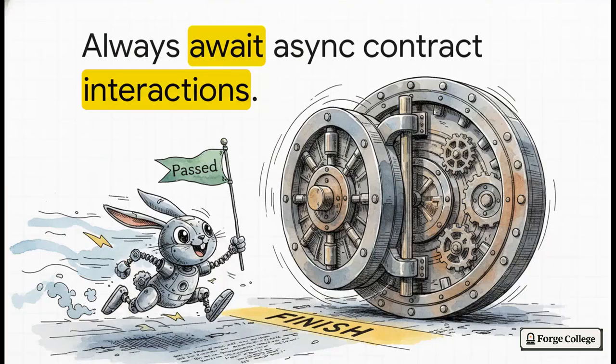This is absolutely crucial. Always await your async contract interactions. Interacting with a blockchain takes time, right? It's an asynchronous operation. If you forget to write the word await before calling your contract store function, JavaScript will just blow right past it and run your assertion before the transaction ever finishes. And the scariest part, sometimes forgetting await makes a broken test accidentally pass, which renders your entire safety blueprint totally useless. So always await your promises.